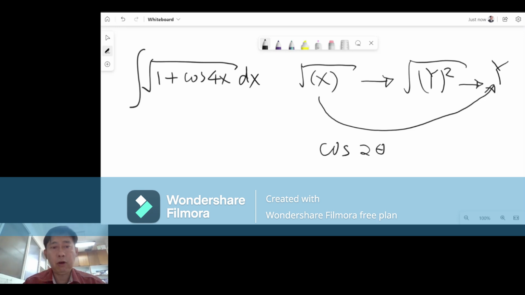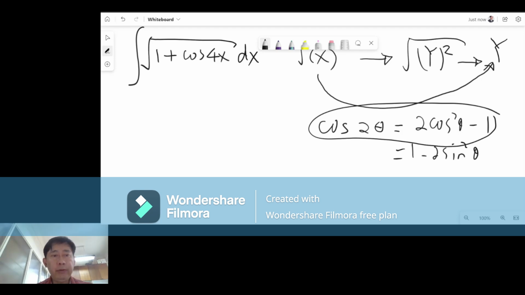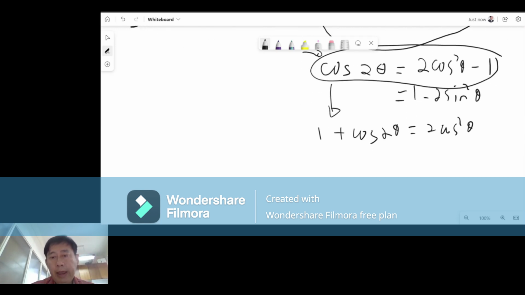So you relate cos 2 times theta to be either 2 cos square theta minus 1, or this is equal to 1 minus 2 sine square theta. Let's see how you can cast away the square root by using this identity. What we're going to do is to rewrite this into 1 plus cos 2 theta equals 2 cos square theta. And then what you do here is just to replace theta by 2x.